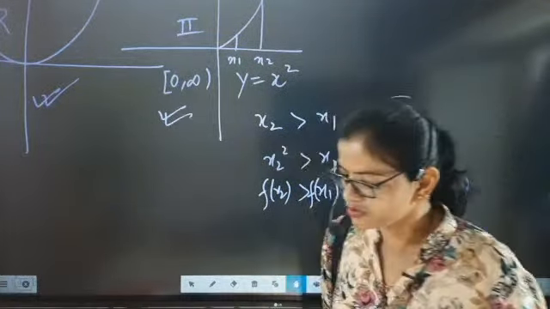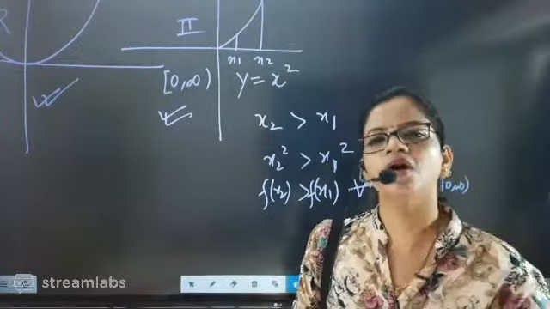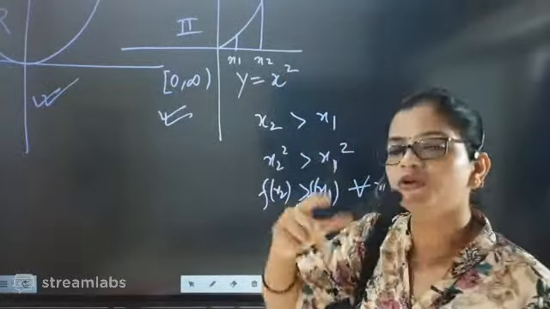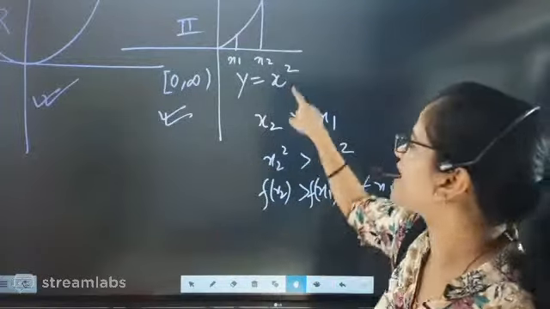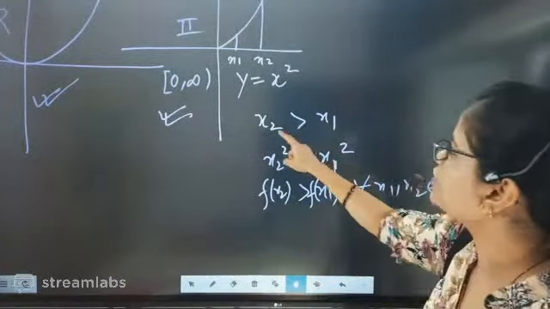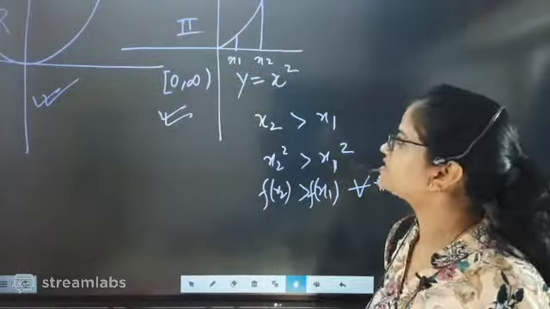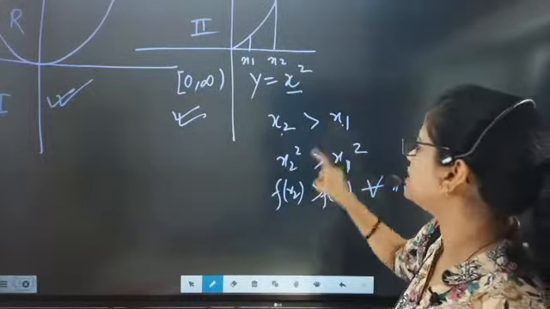Don't show more talent there. Just show that you pick two values, x1 and x2. Then you have to drag to the function. Your function is what, beta? The function is y equal to x square. Drag to this point. So what I did: I said first that x2 is greater than x1. After that, I have to drag towards the function part, so I just squared both sides of the inequality.